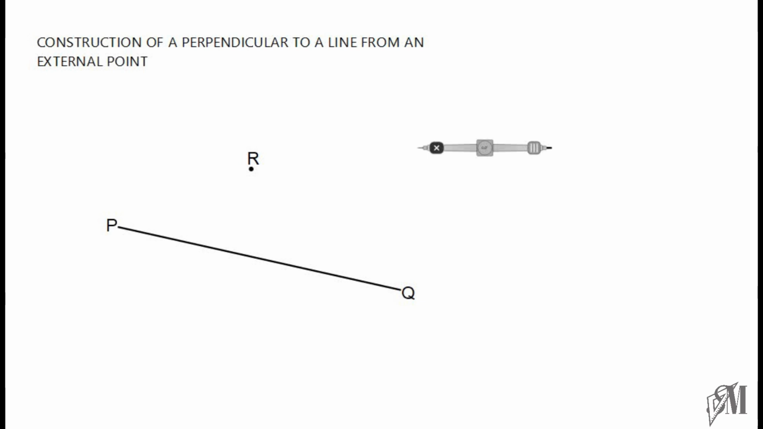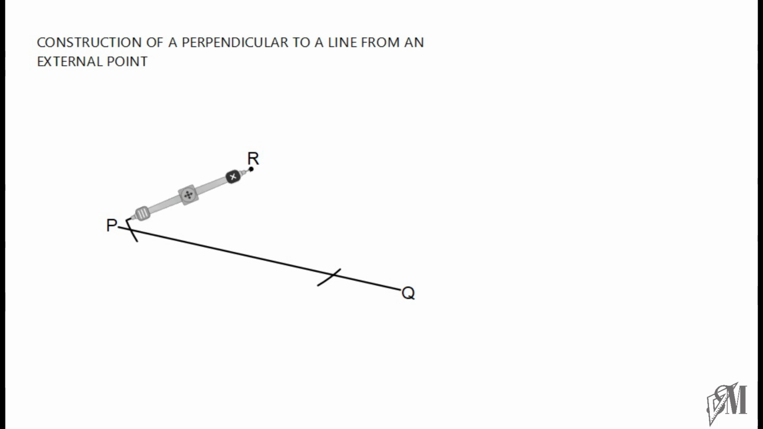The second case under perpendiculars is the construction of a perpendicular to a line from an external point. Previously it was a point on the line. Now here you can see R is an external point from the line PQ. So now we are going to drop a perpendicular from R to the line PQ. First step, keep your compass on R, mark two arcs on PQ like this.